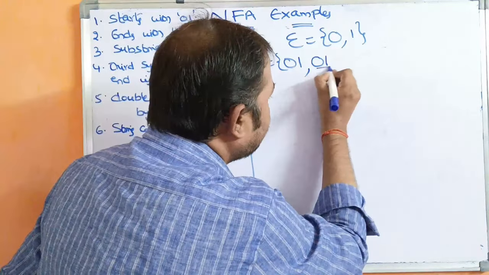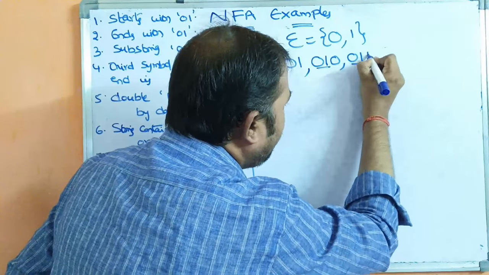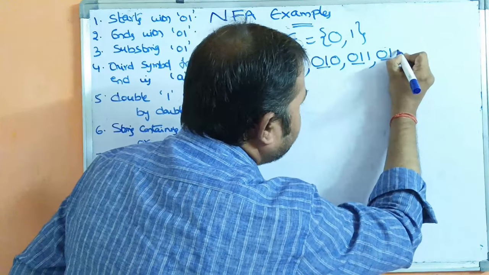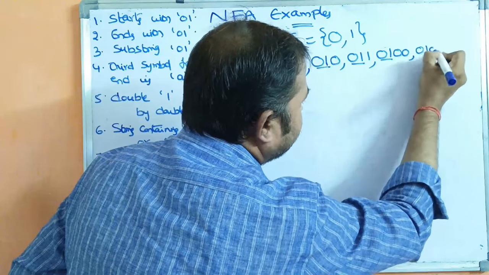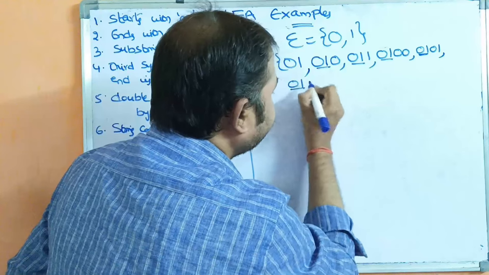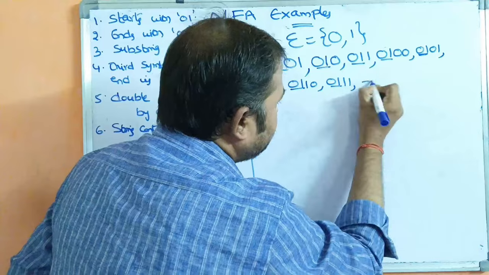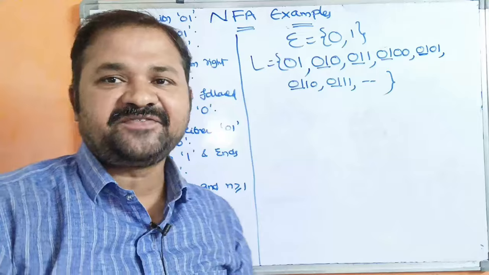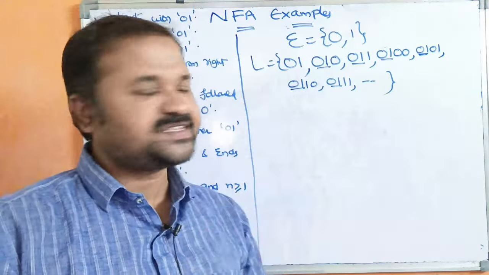The string starts with 01. After that, we can have any number of zeros and ones. So 01, next let me have 0, next 1. Strings of 2 characters after 01: 00, 01, 10, 11. So here all these strings are starting with 01. After that we can have any number of zeros and ones. Okay, so this is the language.